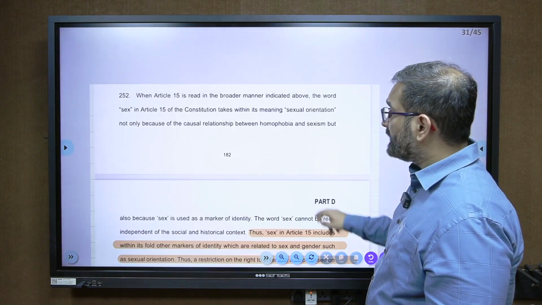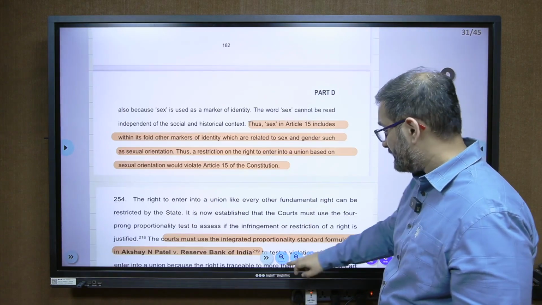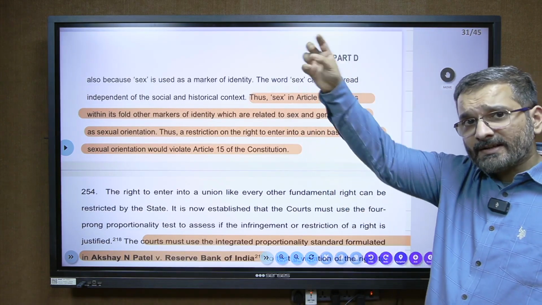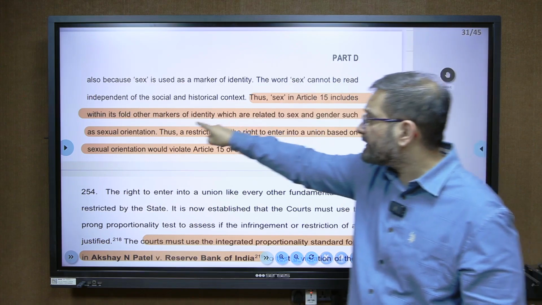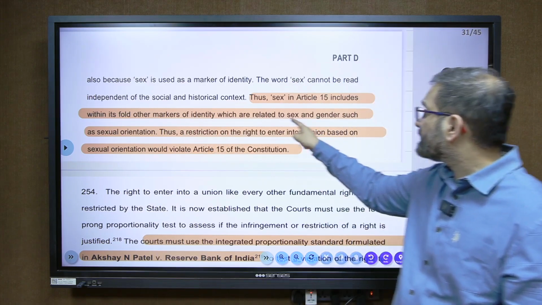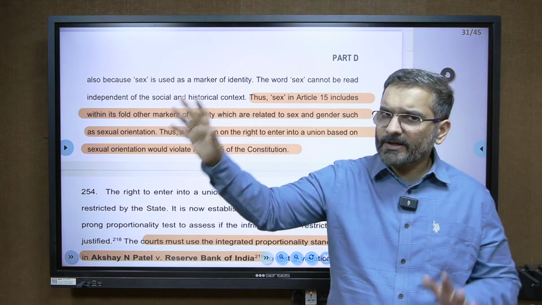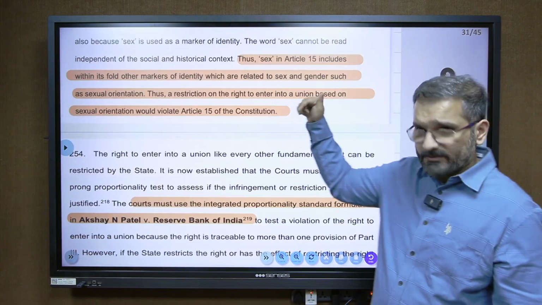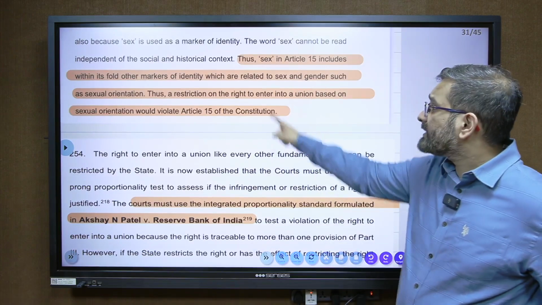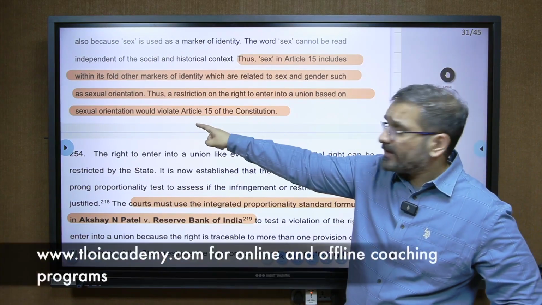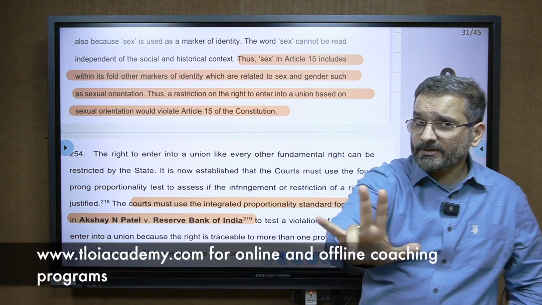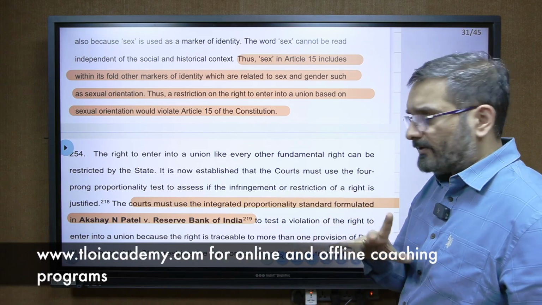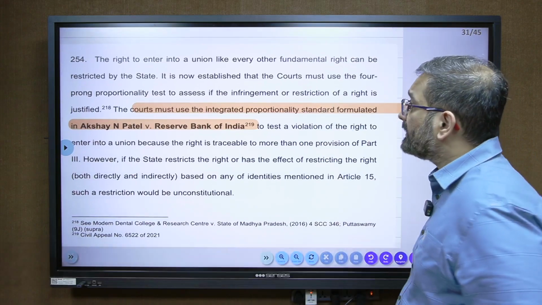Now here, the final decision is that the words religion, race, caste, sex, place of birth in Article 15 include within their folds other markers of identity which are related to sex and gender, such as sexual orientation. So now this is final. Sexual orientation has been interpreted to be under Article 15. Thus, a restriction on the right to enter into a union based on sexual orientation would violate Article 15 of the Constitution. The CJI is saying this. This is a 3:2 judgment in which the CJI is in the minority. We'll get to the summary very soon.